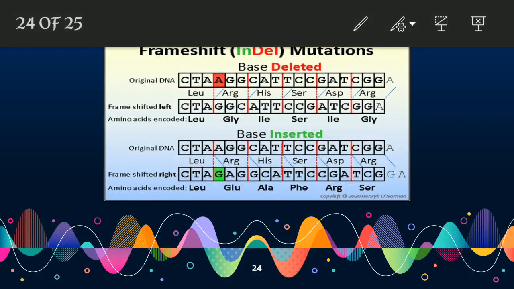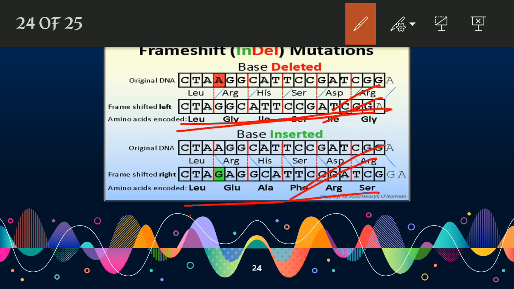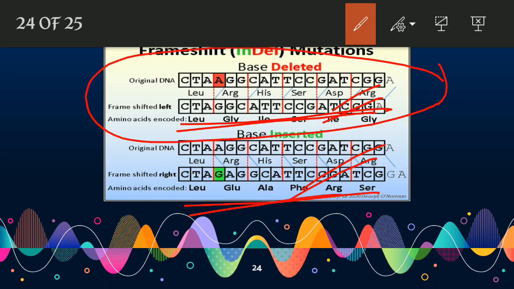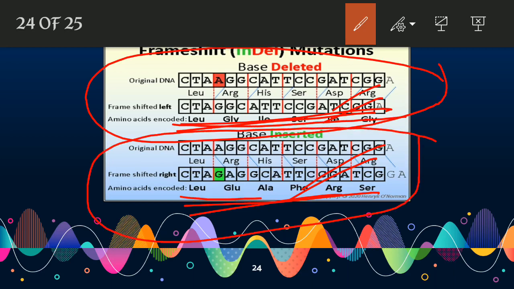Now the second type of mutation is frameshift mutation. In this, the insertion or deletion, that is removal of a base, can alter the reading frame with the resultant incorporation of different amino acids, as we can see in this case. In deletion, we see a different type of amino acid chain being formed, and in insertion, we see a different type of amino acid chain being formed.